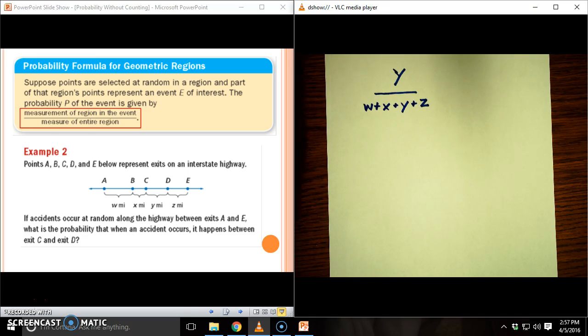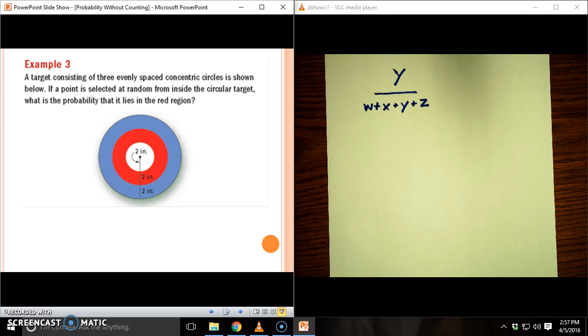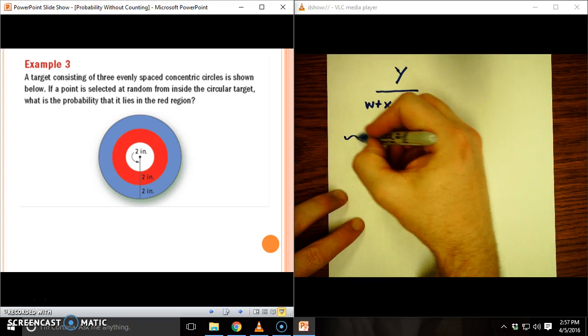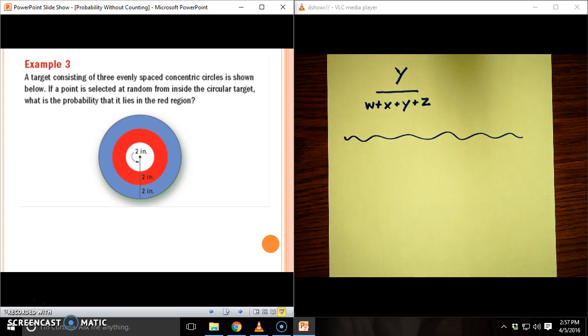Let's take a look at another example. Takes a little bit more work. What if I have a target that has 3 evenly spaced concentric circles, and a point is selected at random from inside the circular target? What is the probability that it lies in the red region?